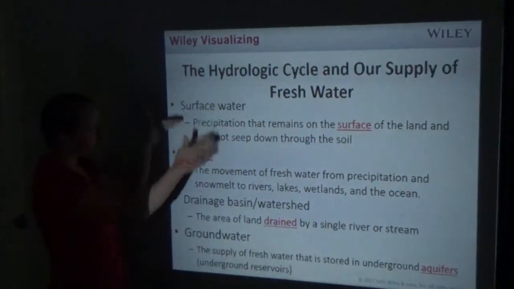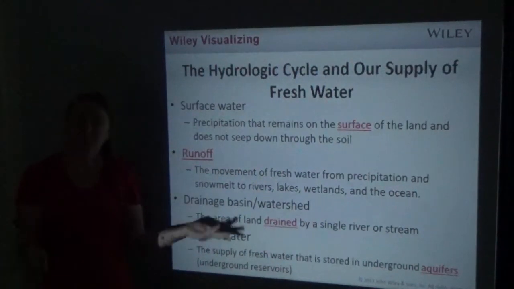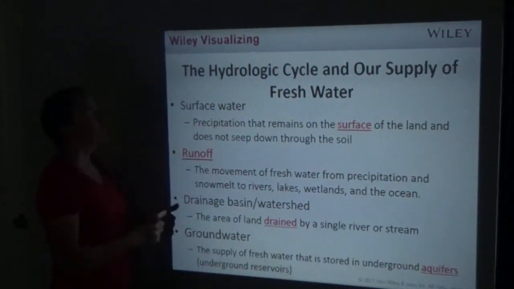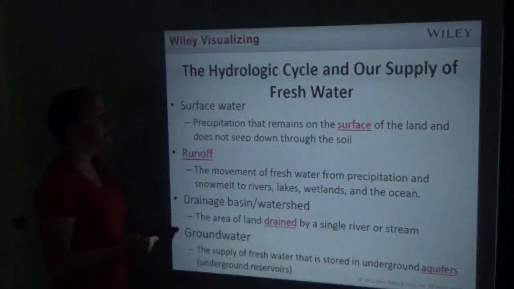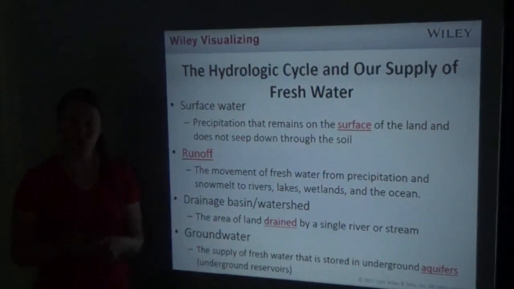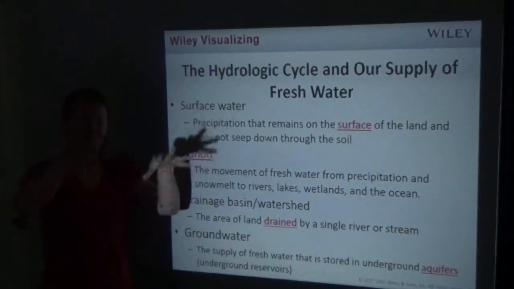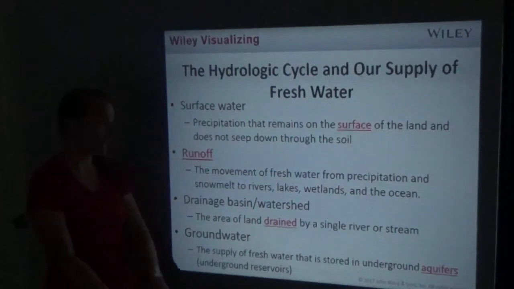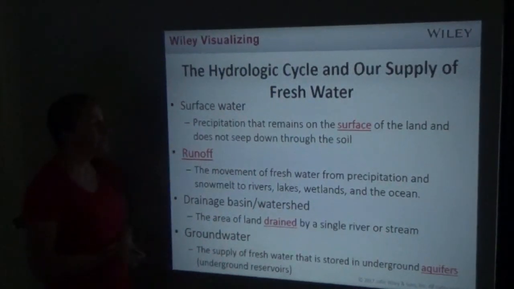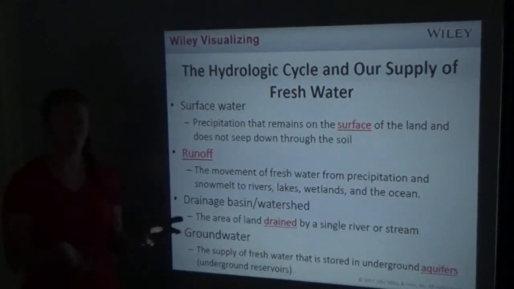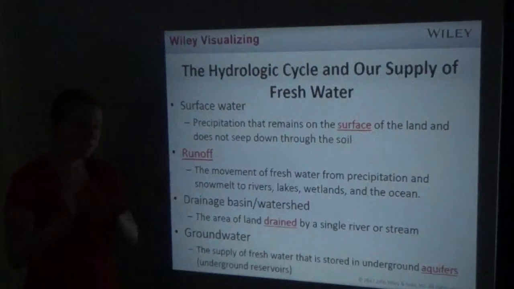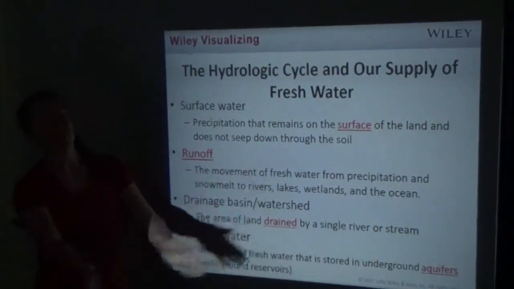So here's just some different types of water that you may hear me reference throughout this video or the next couple of videos for this chapter. So surface water, that's precipitation that remains on the surface of the land and does not seep down through the soil. So surface water could be like a pond or something like that. It just remains there, it doesn't seep down within. Runoff is the movement of fresh water from precipitation and snowmelt into rivers, lakes, wetlands, and the ocean. So runoff is it rains, it runs down into a river, it eventually goes to the ocean.